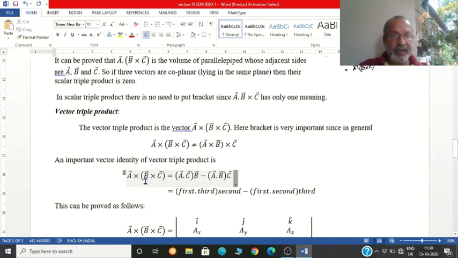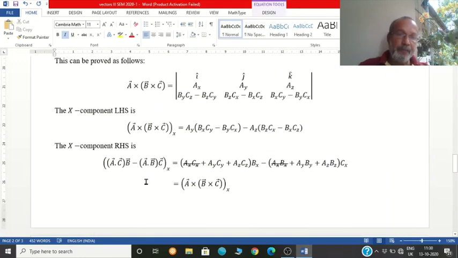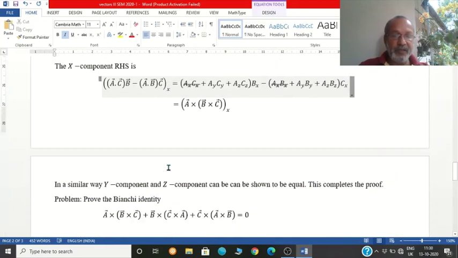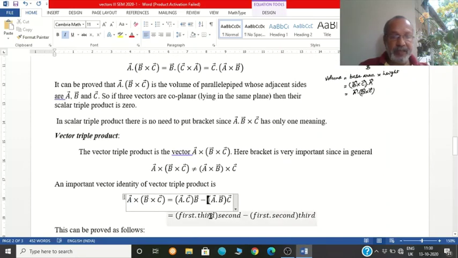So here X component of LHS is equal to X component of RHS. So similar calculation is true for Y and Z components. So we can conclude that A cross B cross C is equal to A dot C B minus A dot B C.